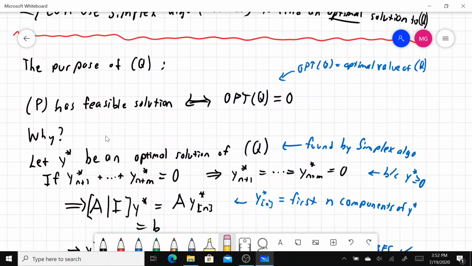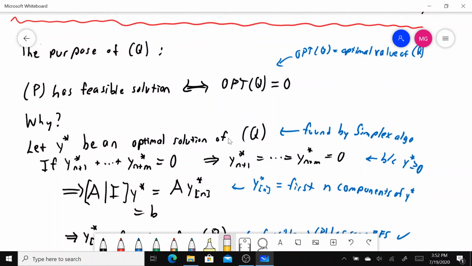Okay, so why is that? Take y star to be an optimal solution that you get from the simplex algorithm when you run it on Q, and then there are two situations. Either the objective value, which is the sum of the n plus 1 to n plus m components of y star, is 0 or it's going to be positive. So let's first deal with the case where it's 0. Each of the individual components had to be non-negative, and if the sum ends up being 0, then all of the components are exactly 0. That's the last m components.